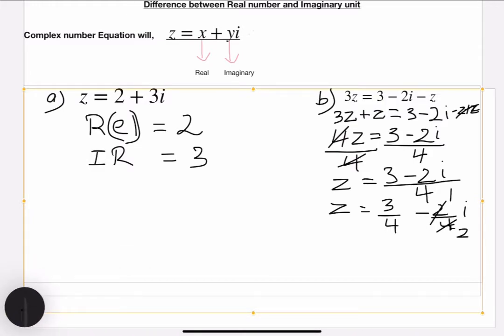Now we are going to write it separately, where the real number, as we know, x, is 3 over 4, and the imaginary unit is negative 1 over 2, or you can say half. So we are done with 2 questions. Let's do another question.